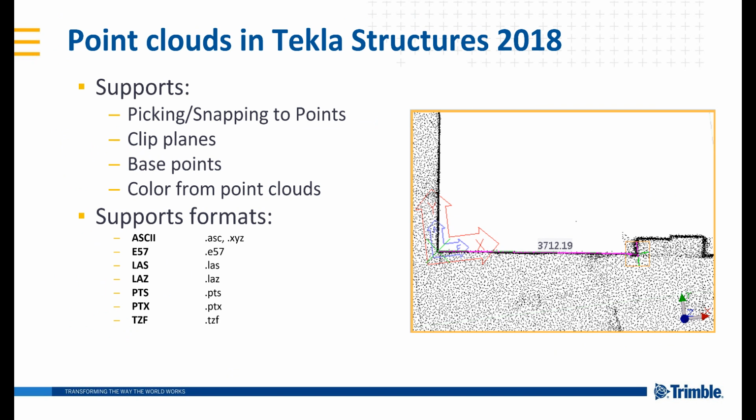In Tekla Structures version 2018, we added support for bringing in point clouds into the model. That allows you to pick and snap to the points. We can use clip planes to crop to a specific area that you want to be able to view. We have base point functionality, which means that we'll always be able to align the point cloud and the model regardless of the real world coordinates that were used to capture the point cloud. And then there at the bottom you can see a list of the available formats that we can bring into the Tekla model.